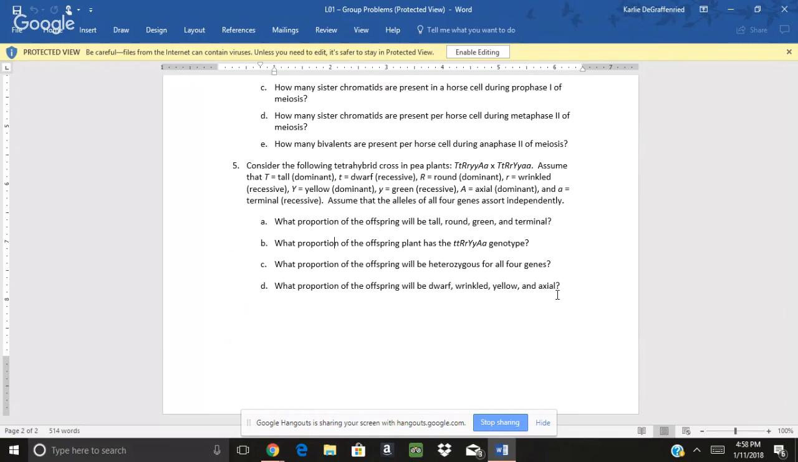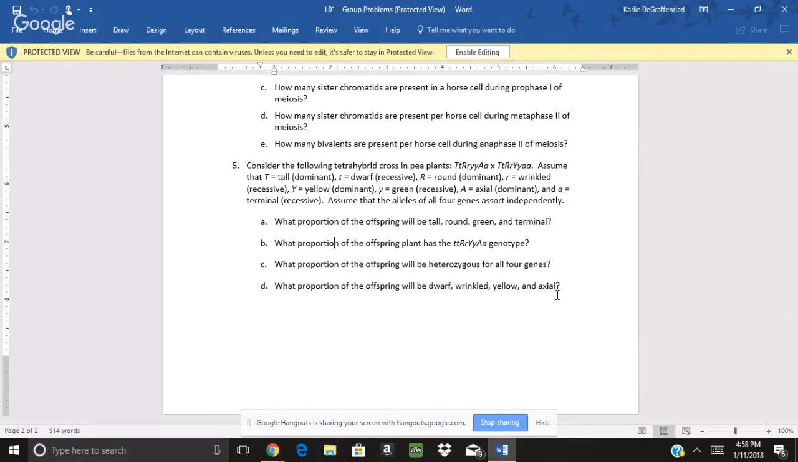Part B, what proportion of the offspring plants has the given genotype? All right, so the way I understand it, we have 1/4 times 1/2 times 1/2 times 1/2 equals 0.03. Part C, what proportion of the offspring will be heterozygous for all 4 genes? In this case, it's 1/2 times 1/2 times 1/2 times 1/2, which will give me 0.06.